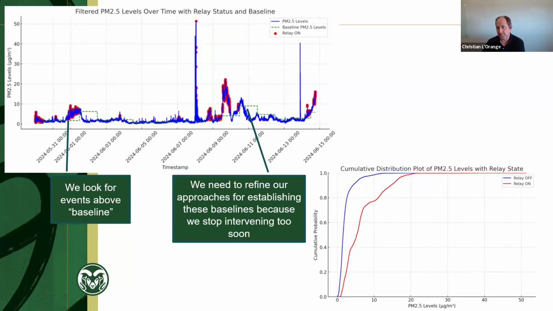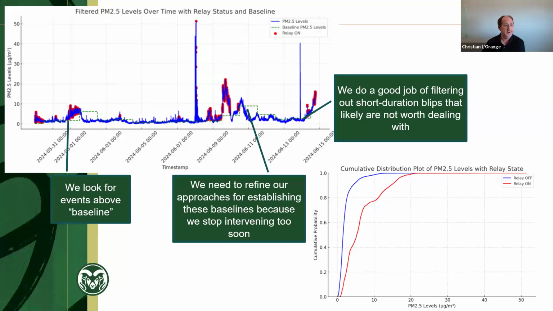So I think we need to do more, and I think Carsen has actually done quite a bit since this data was collected. But what I do think has been working pretty well is we're not triggering on these super short duration events. I was worried we might see some events like somebody running their barbecue grill, but reasonably short events are being filtered out pretty effectively right now.